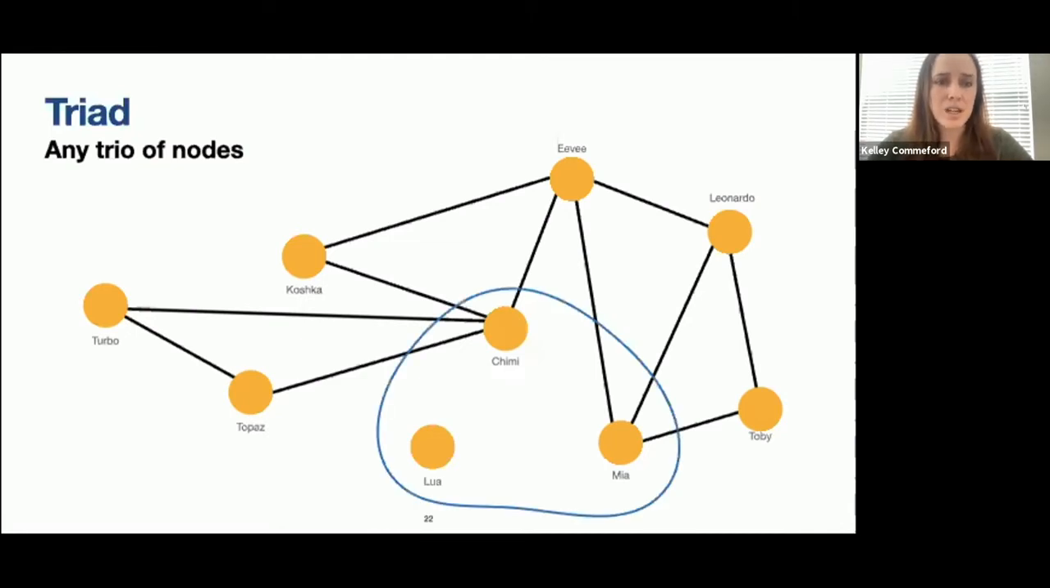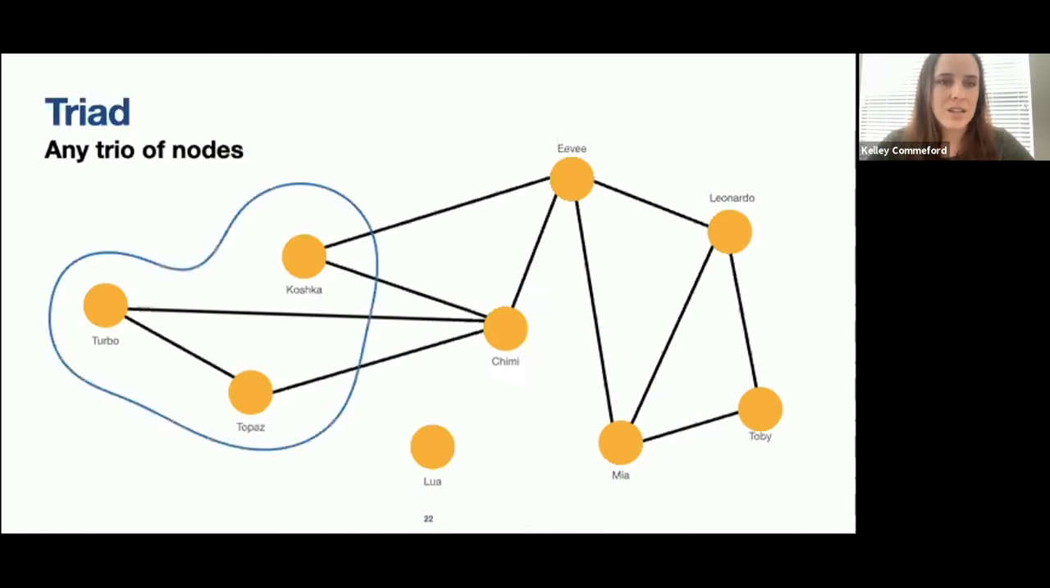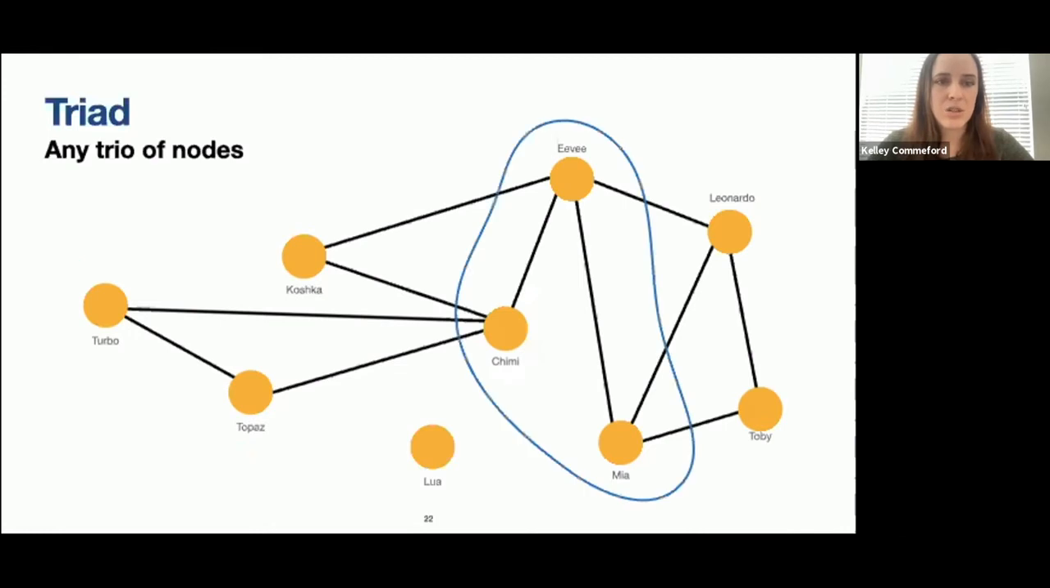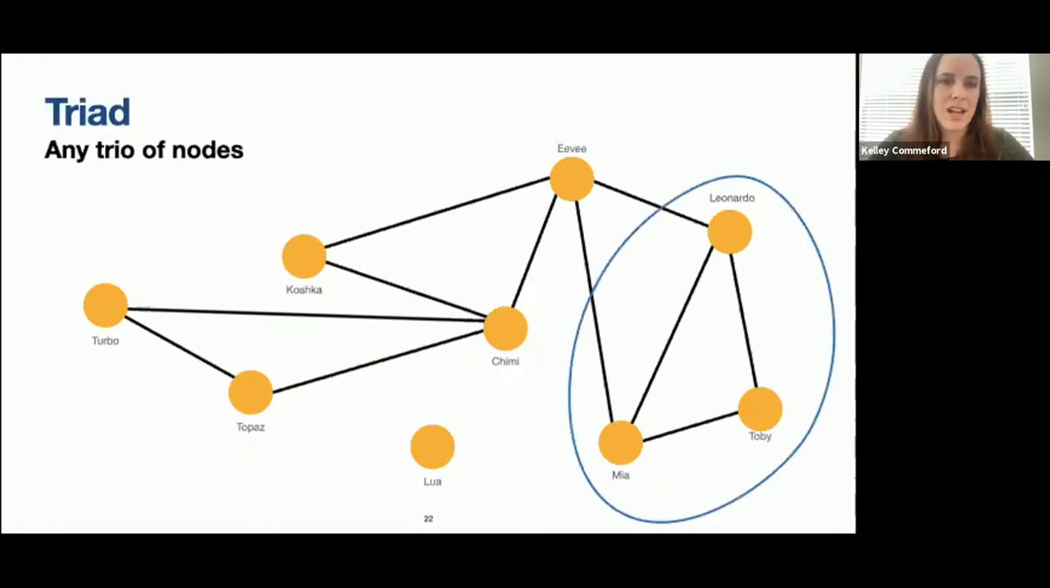So there's lots of different triad types. There's a type 0 where there's no connections between the three cats. There's a type 1 where there's only one connection. Type 2, two edges. And a type 3, also known as a triangle or a transitive triple, is where all three of them are connected to each other.